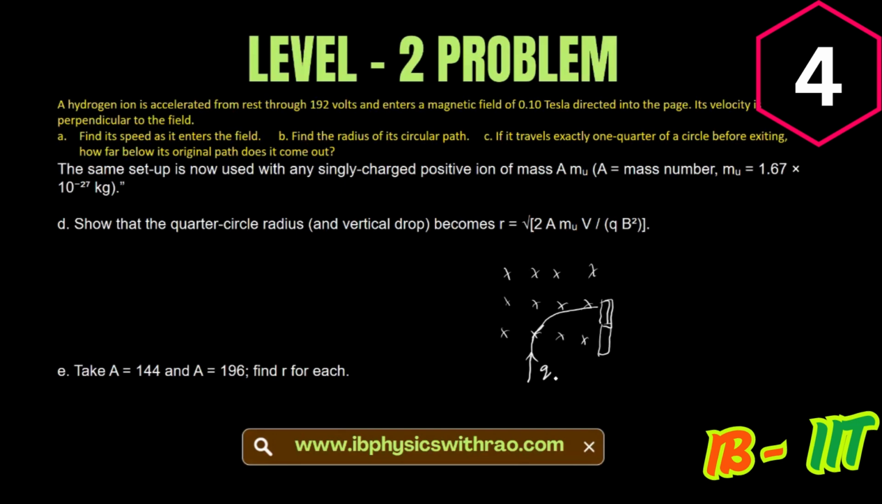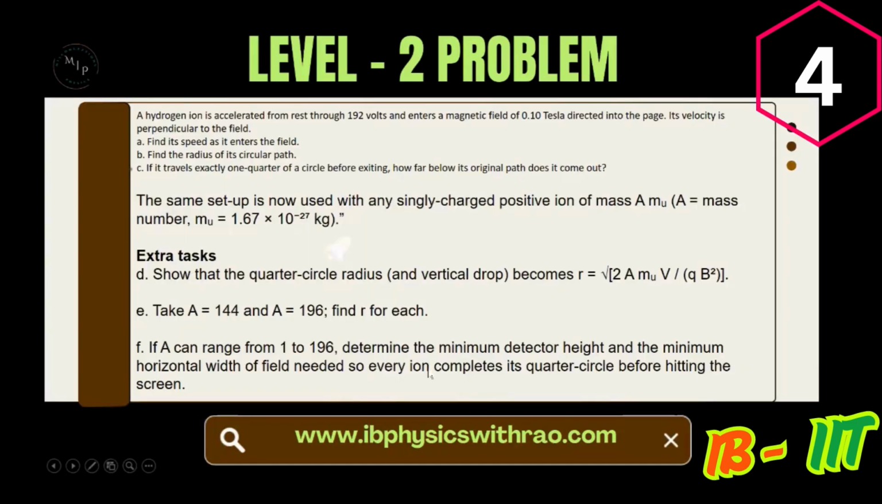Okay, so it comes and hits. But there's also a possibility that some charges might hit here and some charges might hit here. So within this range it can hit. Now, why am I putting this range? Because there was a question asked in the previous one. It told you to determine the detector height and the minimum horizontal width of the field needed so every ion completes its quarter circle before hitting the screen.